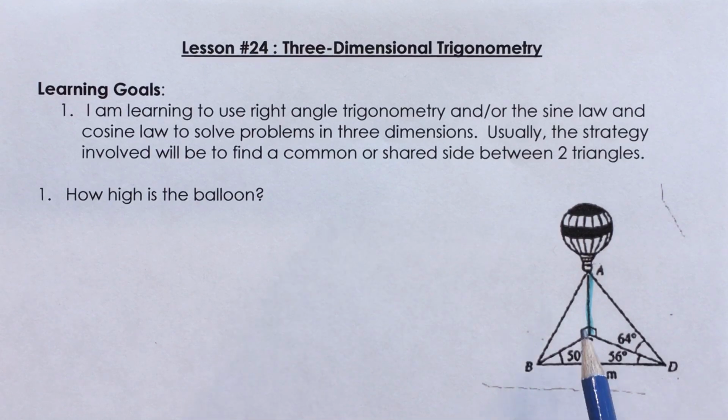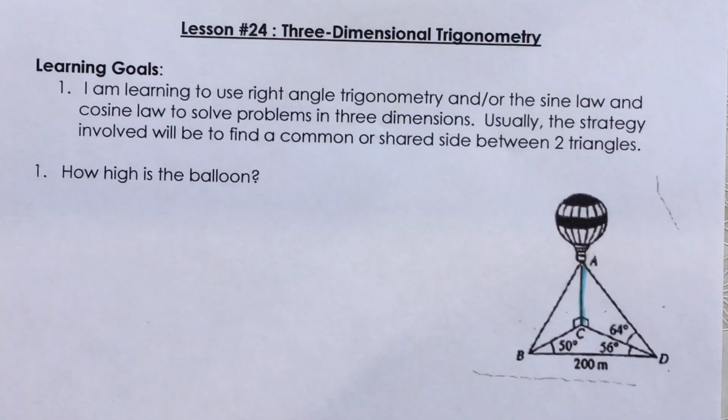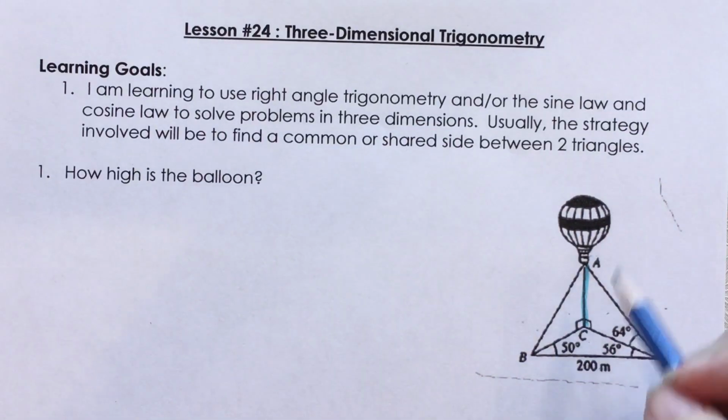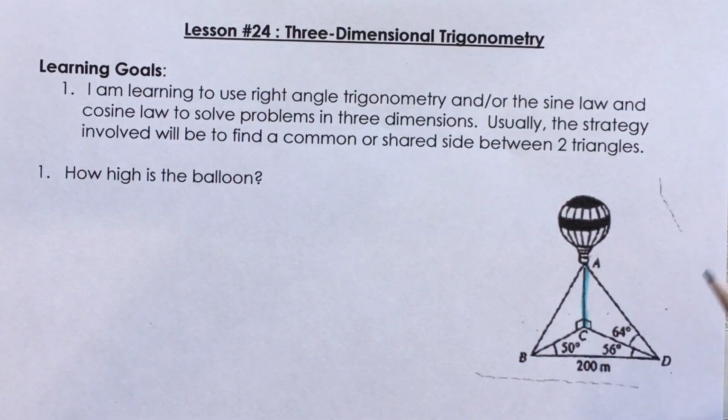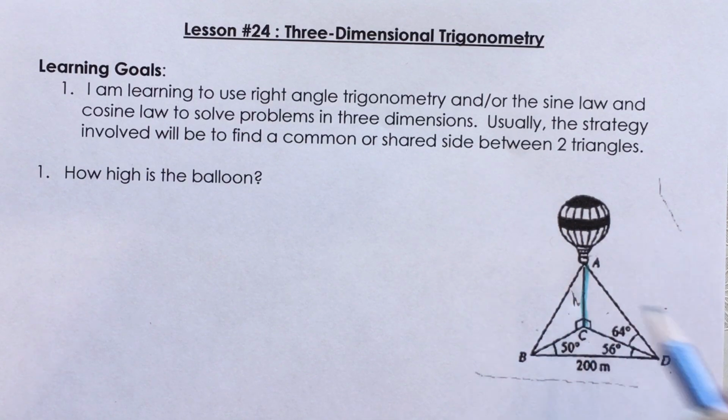So if you look at this bottom triangle that's supposed to be on the ground, we've got the most information out of any of the 1, 2, 3, and then the whole big triangle. That's the most information we have here. We have 2 angles and a side. Then we want to look for a common side if we want to end up getting this distance here from A to C, or the height, we could call it, of the balloon above the ground.